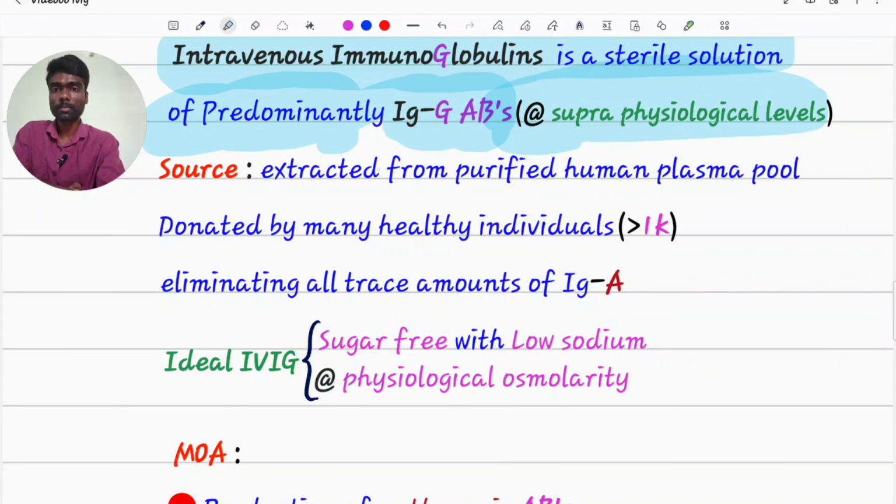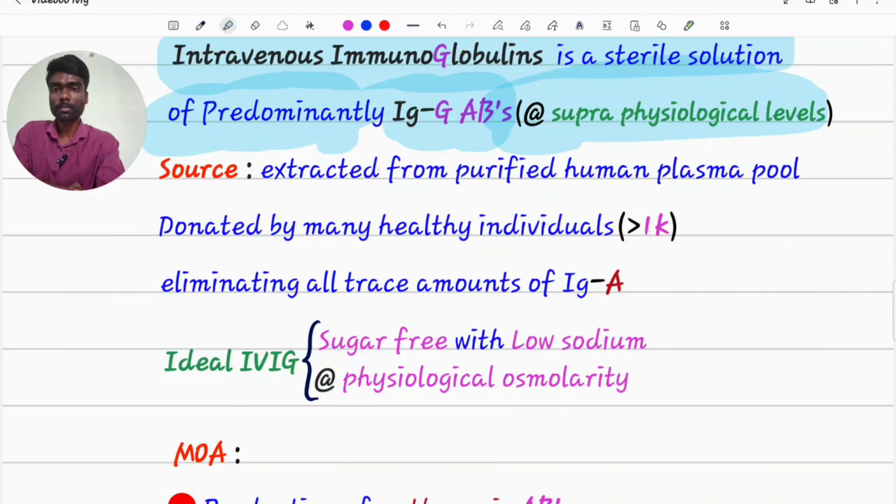Coming to mechanism of action, it inhibits the production of pathogenic antibodies and it will also neutralize the pathogenic antibodies. It will reduce the half-life of circulating antibodies. So it is stopping production of antibodies, and it is reducing the half-life of already existing antibodies.